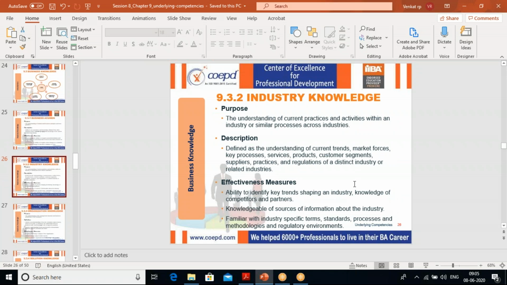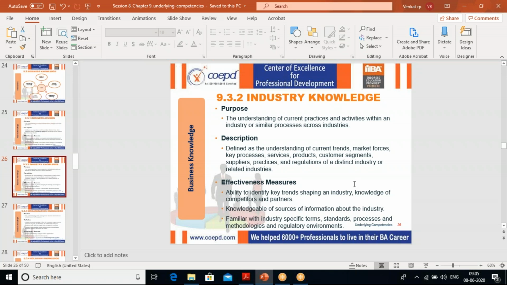And then we're coming to the industry knowledge. In industry knowledge, you should understand what kind of products are available, what practices are there, and what sort of activities are going to happen. What is the impact of the current trends, what are the market forces, what are the key processes, services, products, who are the suppliers, and who are the regulatory bodies there. All this you should be aware of for that particular industry.